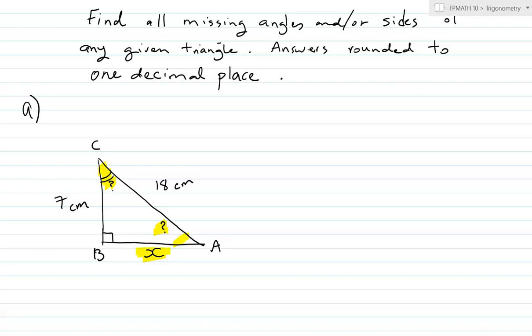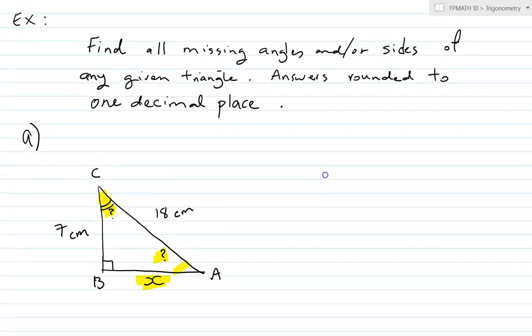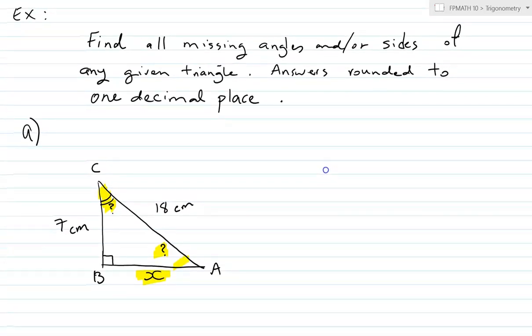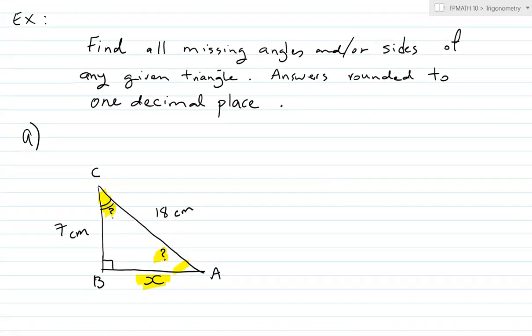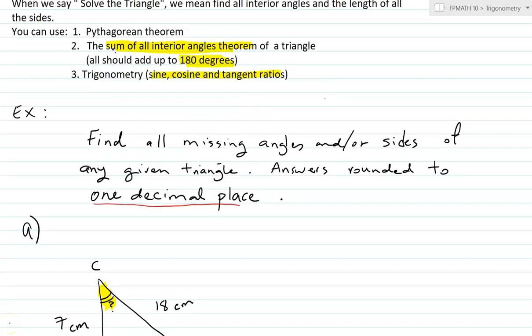So let's look at example 1, or A. Find all the missing angles and/or sides of the given triangle. Answers rounded to 1 decimal place. Okay, and we can use any method. Here are the three. You can sometimes use all of them, one of them, or two of them. It doesn't matter. All right, so we can use all of that.